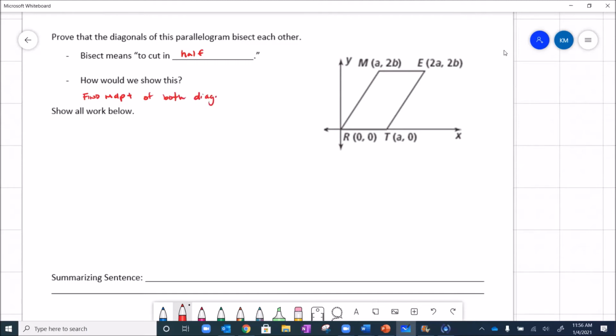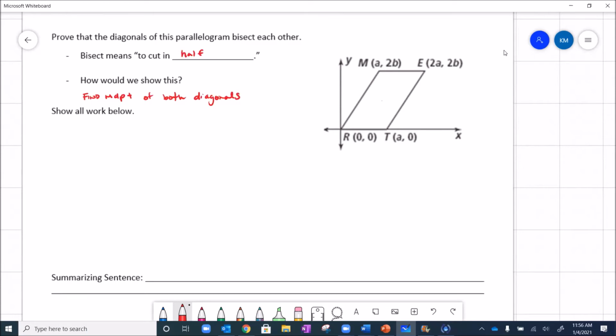A couple ways that you could do that. You could say, hey, let's find the distance of this and that and that and that. But you have to find the midpoint even to find the distance between one of the edges and the midpoint. So just find the midpoint, then you don't have to do the distance. If our midpoints are the same, if the midpoint of MT is the same as the midpoint of ER, then that must mean that they bisect each other.